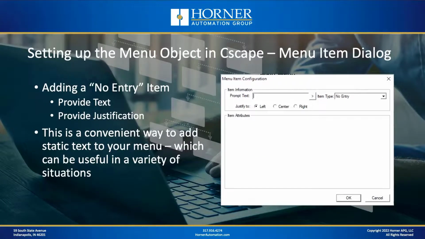Okay, and the last one I'm going to talk about with any specifics is the no entry item. This is really just a convenient way to put some text as an item on the screen. It can't be selected, but it's there, and it could be informational. It could be a little bit of help information. It could be a little bit of extra legend type space for a nearby numeric data field. There's a variety of things you could use this no entry item for.